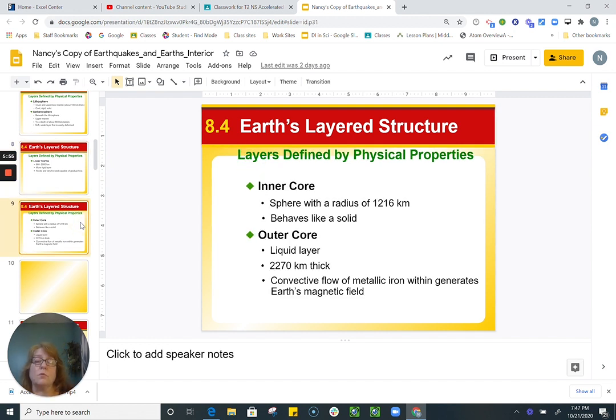The innermost core behaves like a solid, and the outer core is more liquid. It has a convective flow of metallic iron, which generates, believe it or not, a magnetic field around the earth. It's hard to believe that stuff that deep in the earth is able to flow and create a magnetic field.